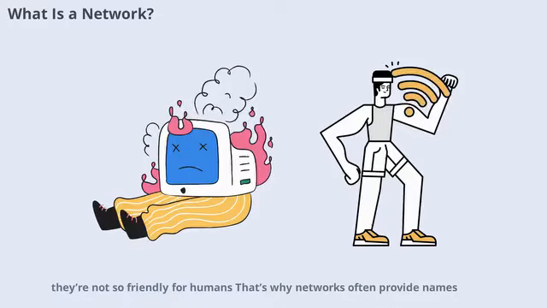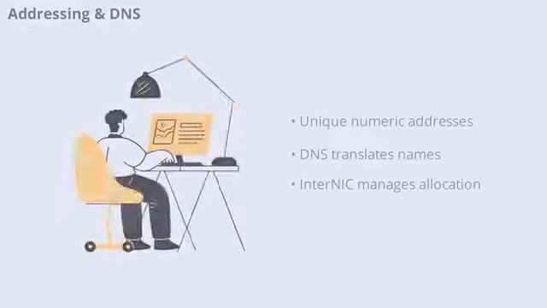While these numbers are easy for computers to handle, they're not so friendly for humans. That's why networks often provide names like www.javasoft.com, which are much easier for us to remember. These names are mapped to numeric addresses behind the scenes, making communication seamless for both people and machines. As we move forward, you'll see how these foundational ideas set the stage for everything in networking. Now let's dive into addressing.